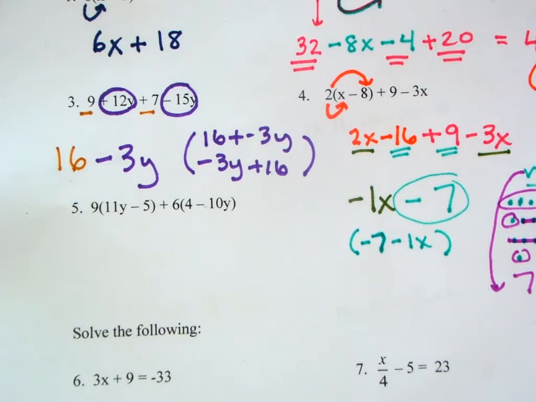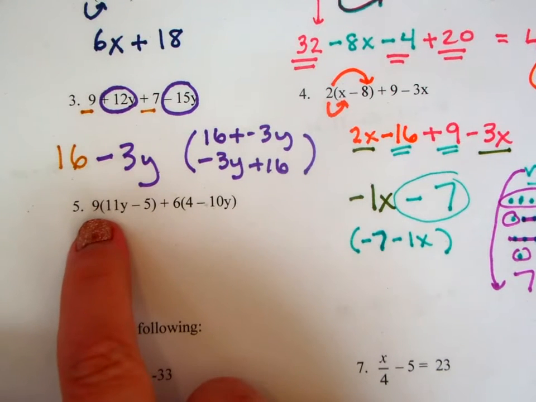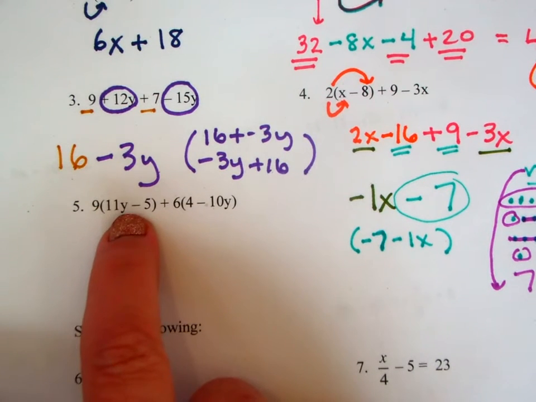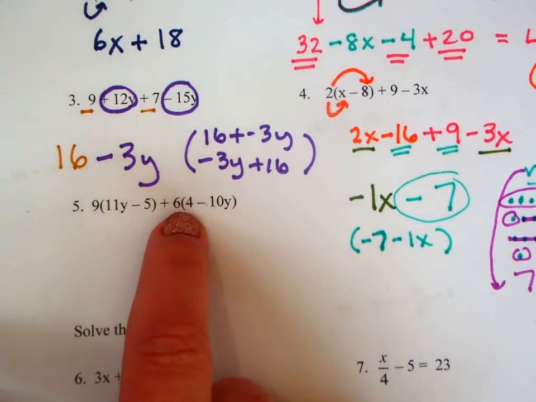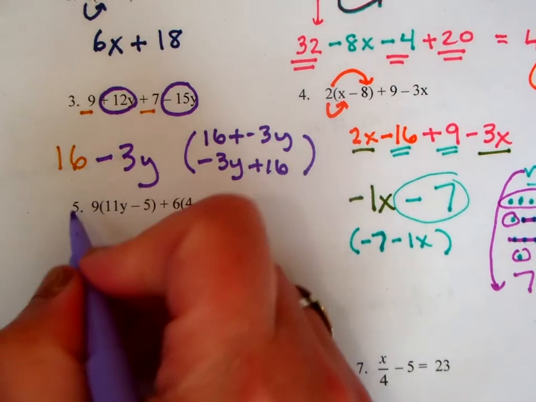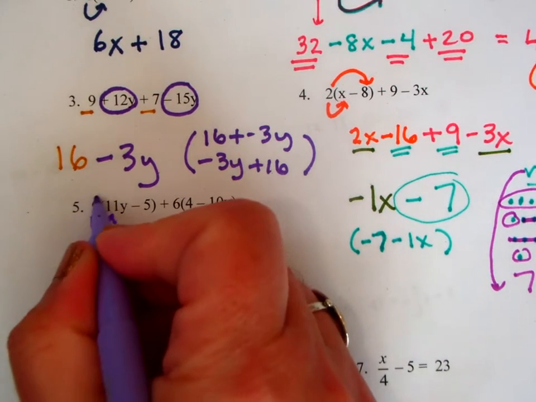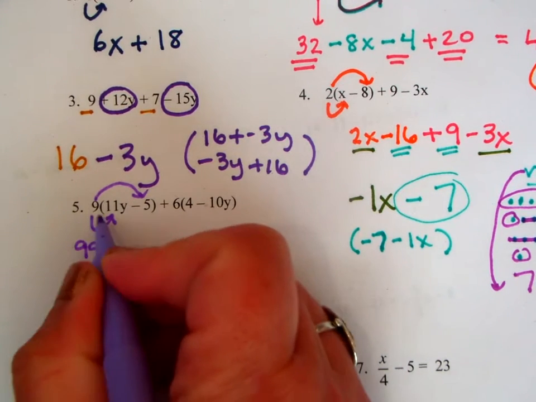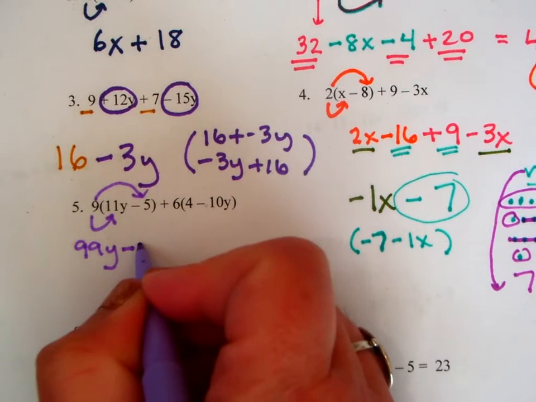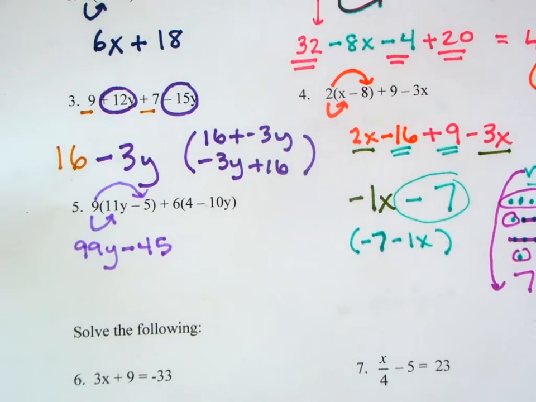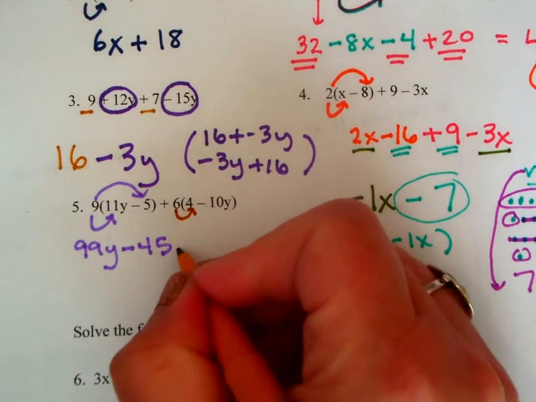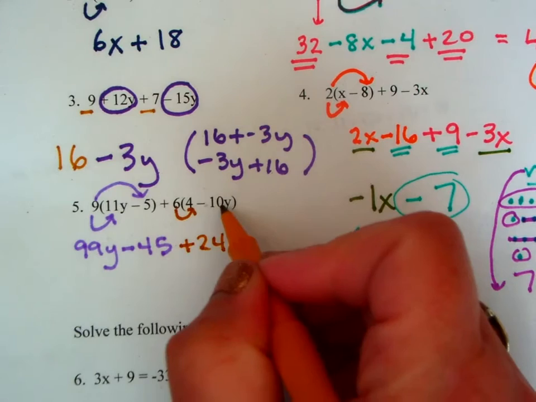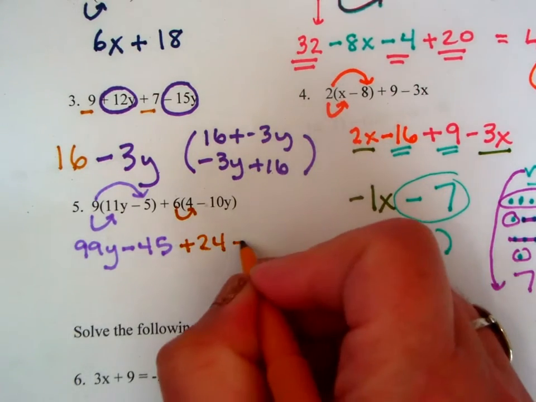Okay, now, this last problem on the simplifying section, I'm going to multiply the 9 across the 11y minus 5, and then the 6, so 2 distributive property portions, so the 9 times 11, and then 9 times the negative 5. 9 times 11 is 99y. 9 times negative 5 is minus 45. And 6 times 4 is plus 24. And 6 times that negative 10y is minus 60y.